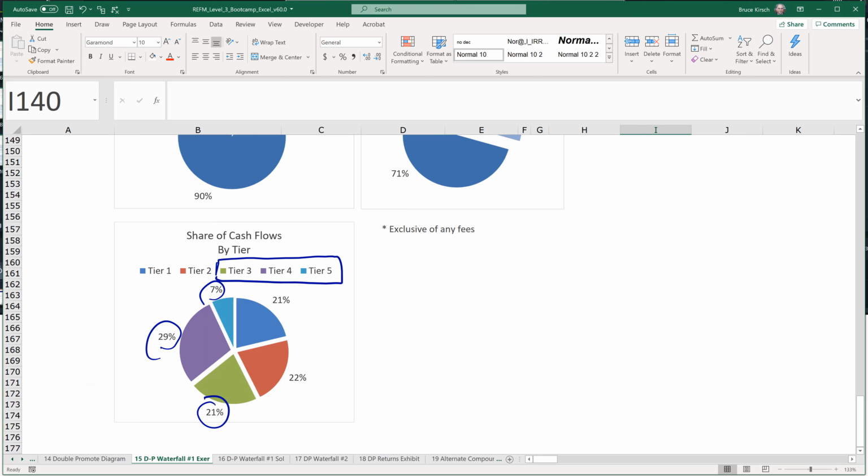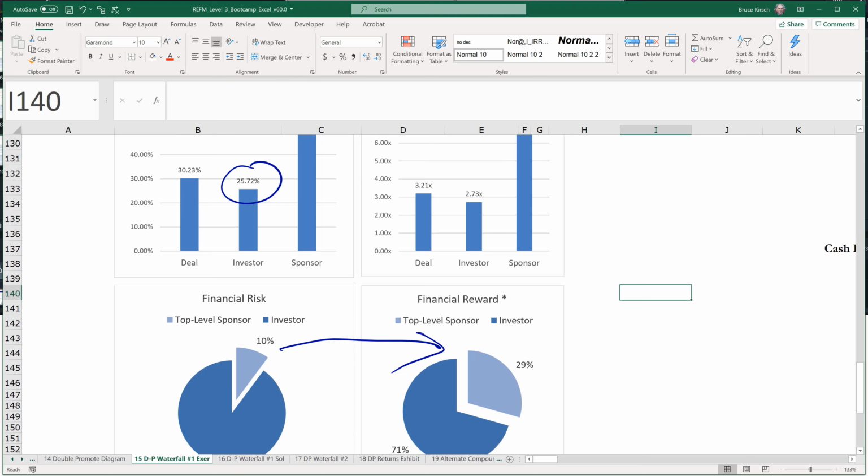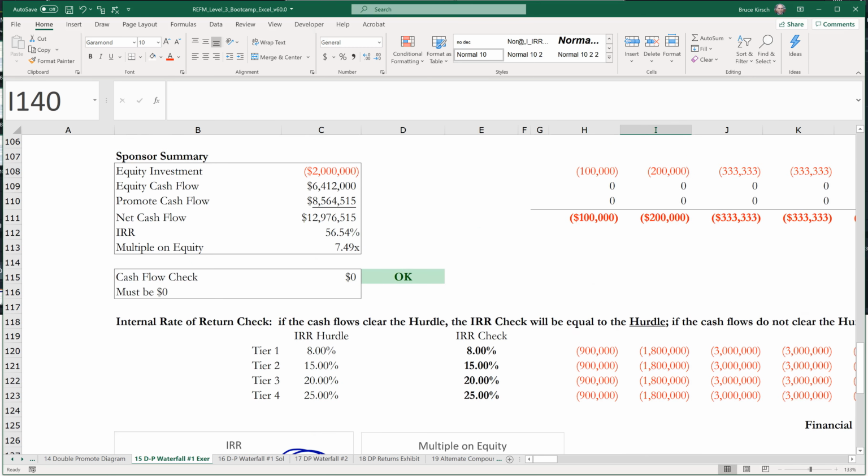Plus 7 is 57%, right? And so maybe the investor thinks that that's too rich of a payout to the sponsor. Or maybe the sponsor sees that and says, terrific, that's where I want to be. And there's no right or wrong. Again, it's a matter of what's negotiated and how the deal plays out.